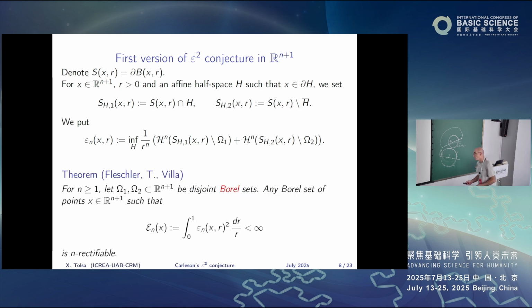Then we proved, with Michele Villa and Ian Fleschler, that if we have now two arbitrary, not only open sets but just disjoint Borel sets, then for any Borel set of the points x such that this square function is finite, that is the place where this square function is finite, this is rectifiable. We write this saying that any Borel subset of these points is rectifiable, to avoid some measurability conditions.